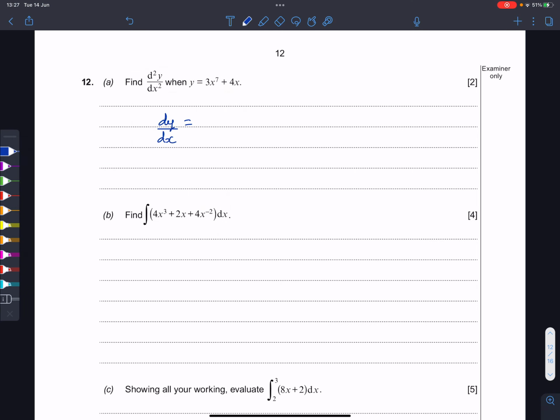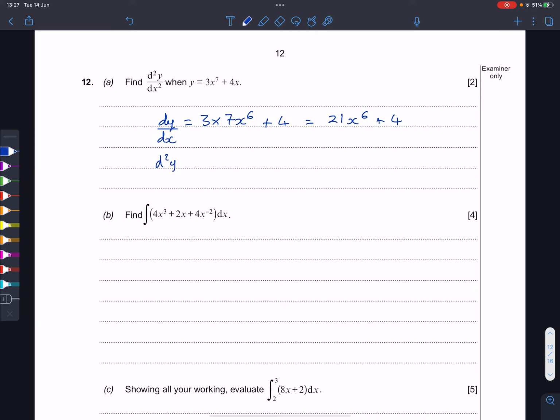So this is going to be 3 lots of, well, x to the 7 differentiates to 7x to the 6. And we bring the power out in front and drop the power by 1. Plus 4x will differentiate to 4. Okay, so that's 21x to the 6 plus 4.